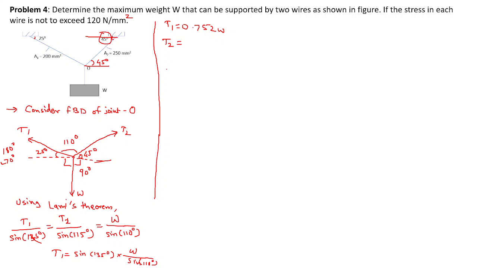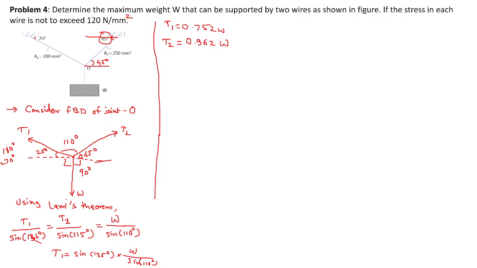T2 is equal to, if we take this in multiplication, then we can directly calculate it, and it returns 0.962 W as it is. Okay, these two equations we got. Then how can we find stress?